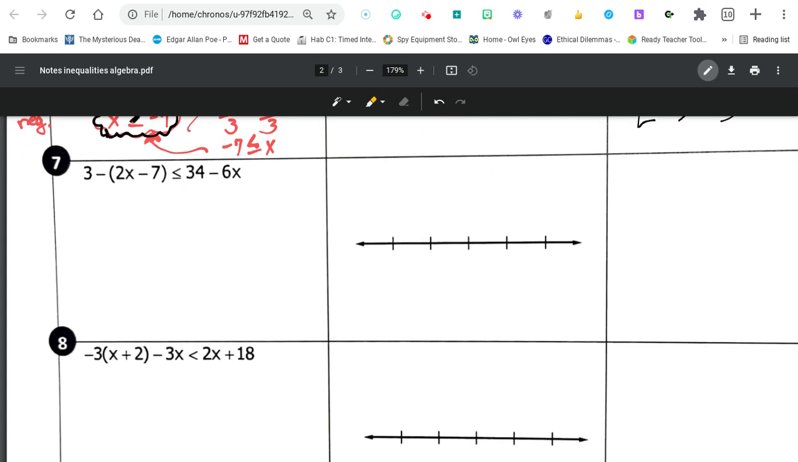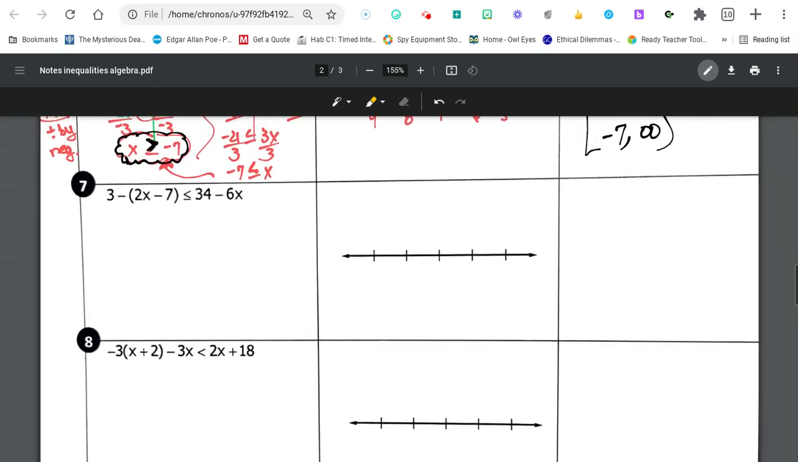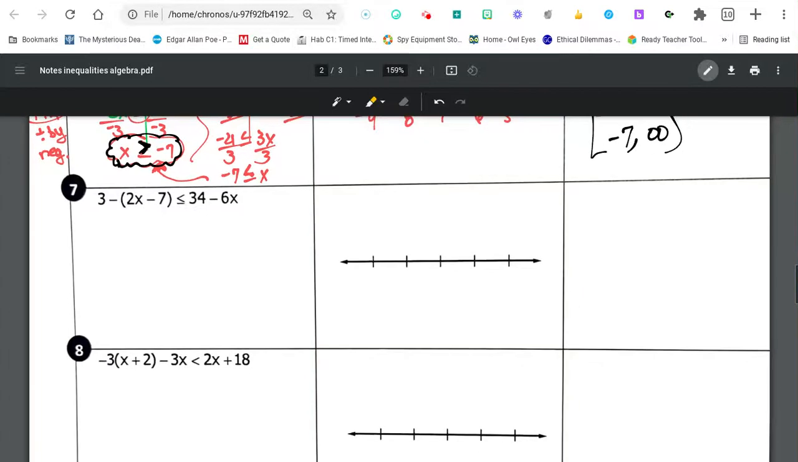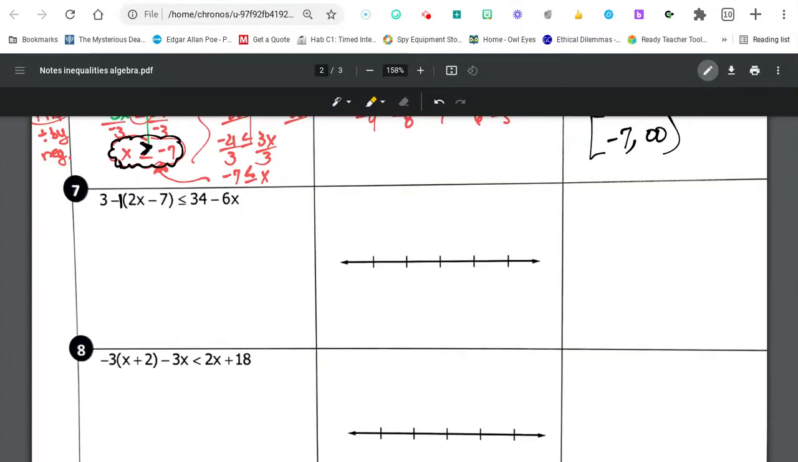Okay, let's take a look at 7. You're going to put an imaginary 1 right here so I can have something to distribute, because you're definitely not going to distribute that 3. All right, so we're going to start off with 3 and then use the distributive property.